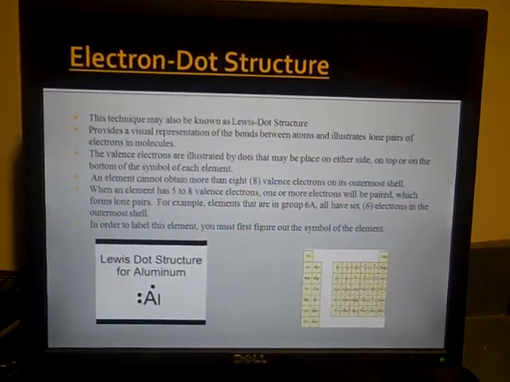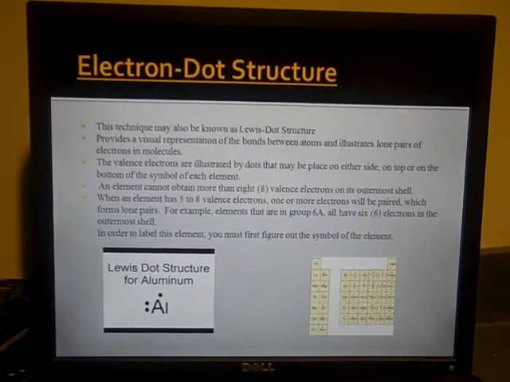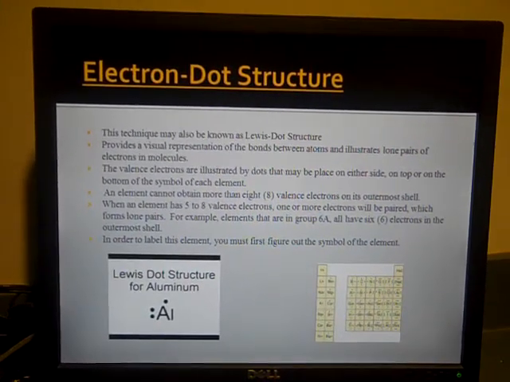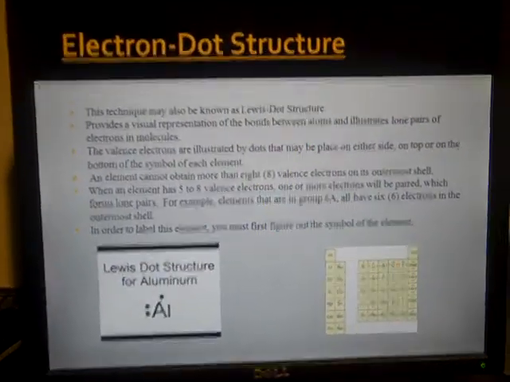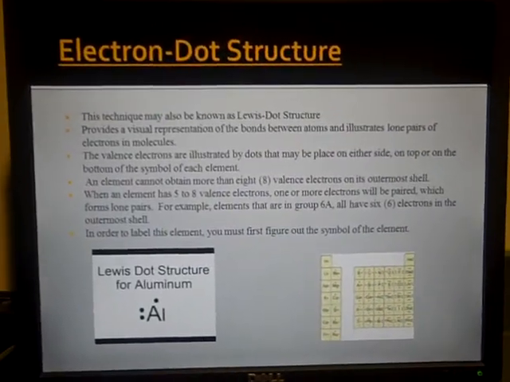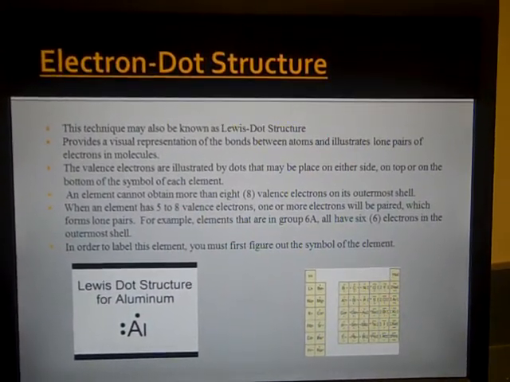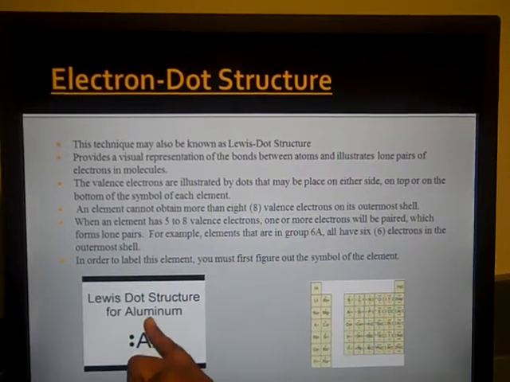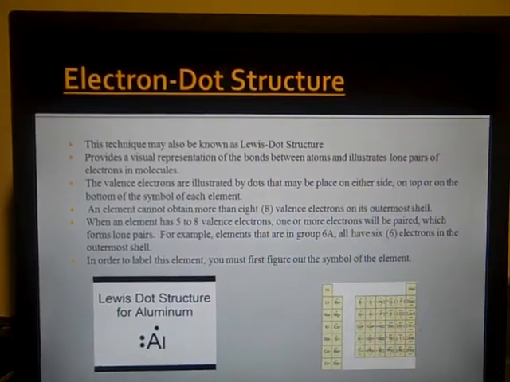The electron dot structure, also known as the Lewis dot structure, provides a visual representation of the bonds between atoms and illustrates lone pairs of electrons in molecules. The valence electrons are illustrated by dots that may be placed on the side, on the top, or on the bottom of the element symbol.